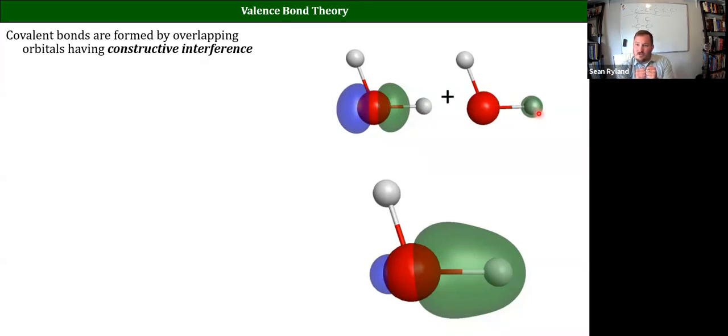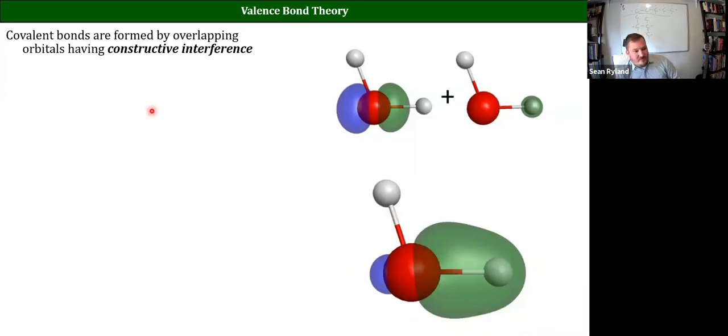overlapping. And remember, these orbitals are really kind of weird four-dimensional waves. And so when you bring them close together, you can wind up with them adding up, called constructive interference. And so what you actually see in terms of the shape of the orbital when you bring it up close is something that looks kind of like an s orbital and kind of like the p orbital. If you add both of these together, you get this.